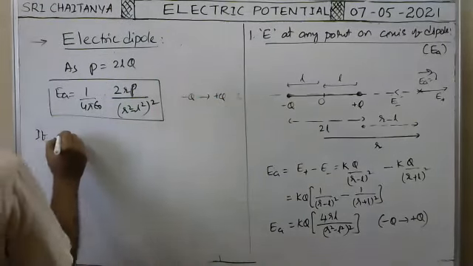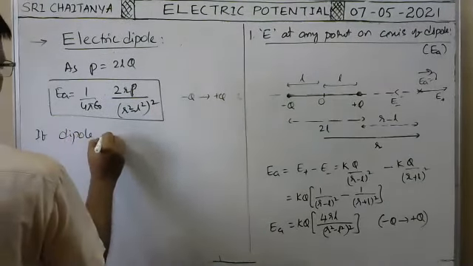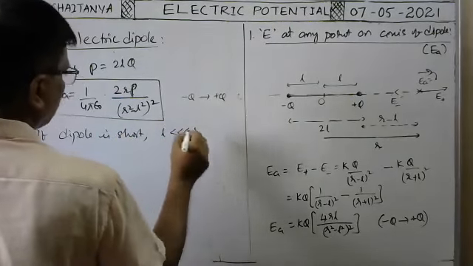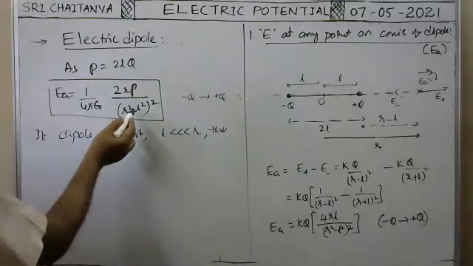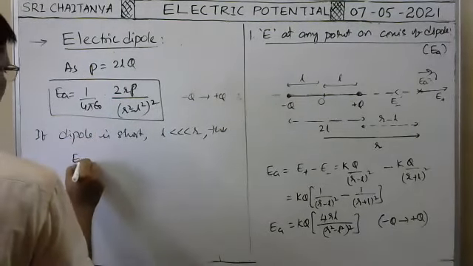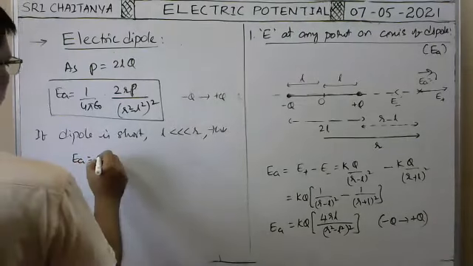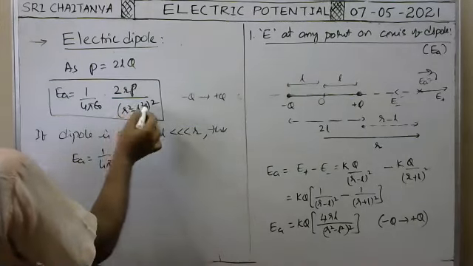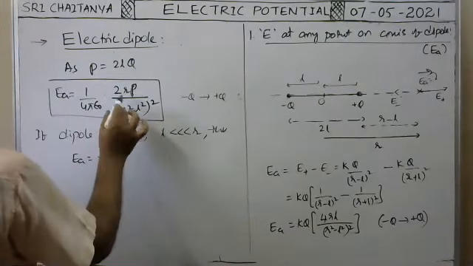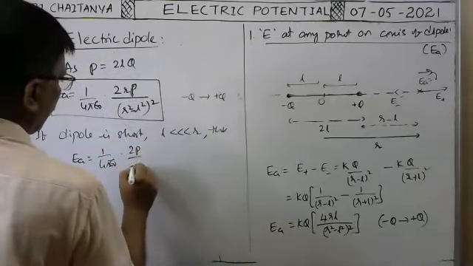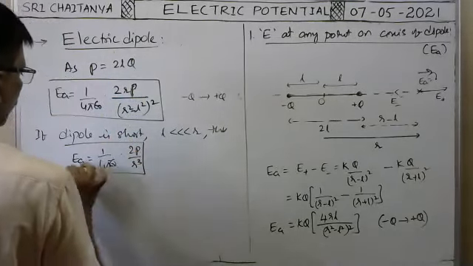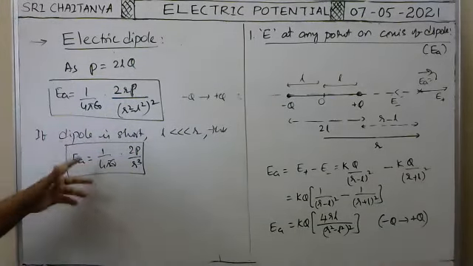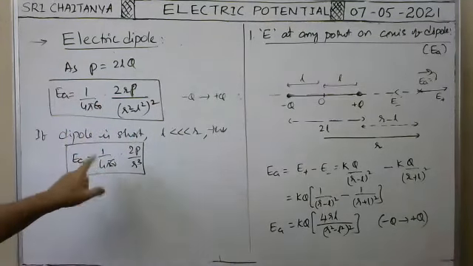If the dipole is short, that means L is by far smaller than R, then you neglect this L. When you neglect L, what is the value of EA? 1 by 4 pi epsilon naught into, here L square can be neglected, R to the 4. 2RP by R to the 4 means 2P by R cubed. So in case of a short dipole, the intensity of electric field along the axis is equal to this. Note it down.